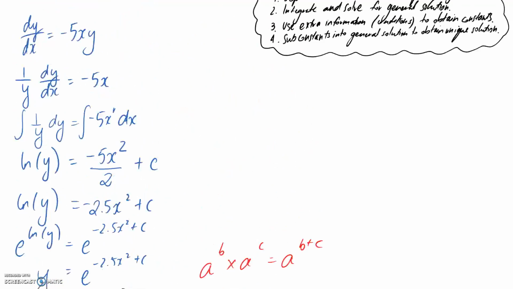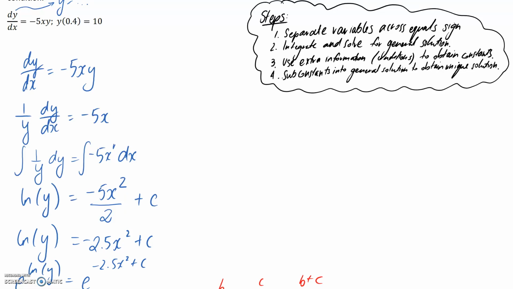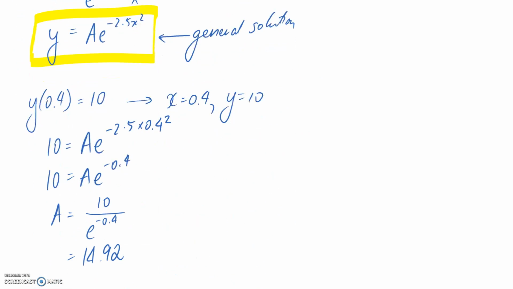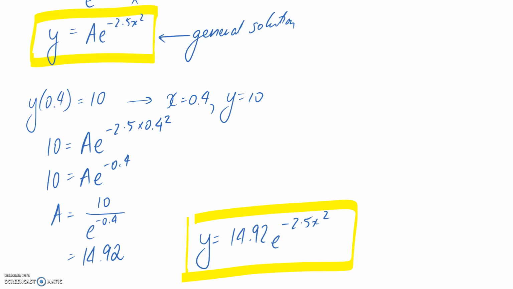And the last step, as we've got up here, is that we just want to sub the constants into the general solution, and that provides us with the unique solution. So if we jump down here, I'm going to pop the 14.92 up here for a. And that there then becomes the unique solution to my differential equation. So it's a solution to the differential equation that also meets the condition that y is 10 when x is 0.4. So that's all there is.